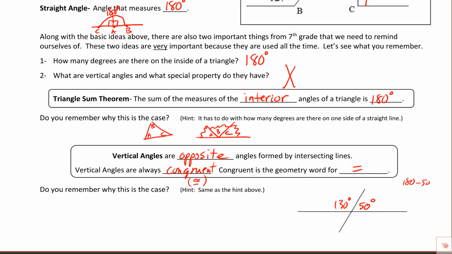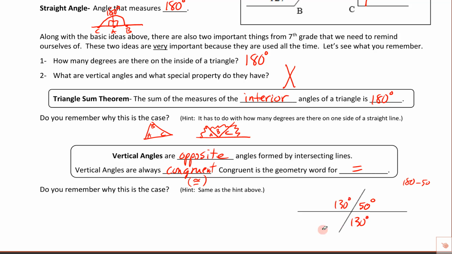But I can do exactly the same thing here. I can ignore the left-hand side of this line, and I can make the same argument. If this is a straight line, there's 180 degrees over on this side of that straight line. If 50 of them are here, we could do the same little subtraction problem and figure out what it is right here. So this is going to be 130 degrees, okay?